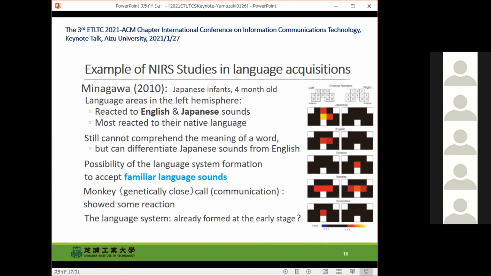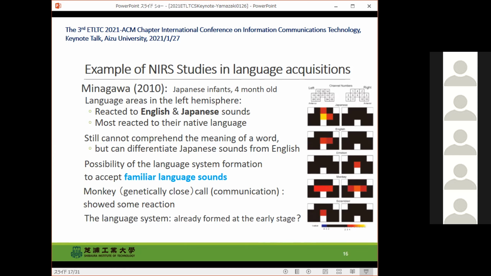And another one, this is a very interesting one too. Miyagawa had Japanese infants listen to English sounds, Japanese sounds, and also monkey calls. And she measured brain areas corresponding to language areas and also emotional areas.